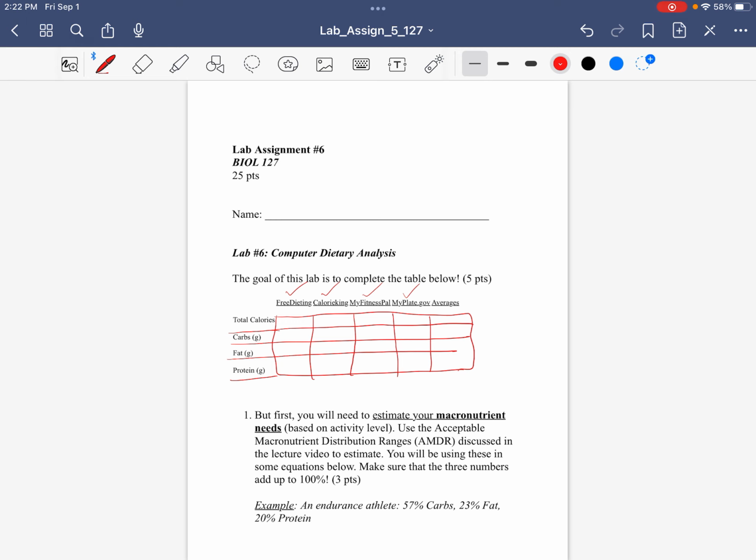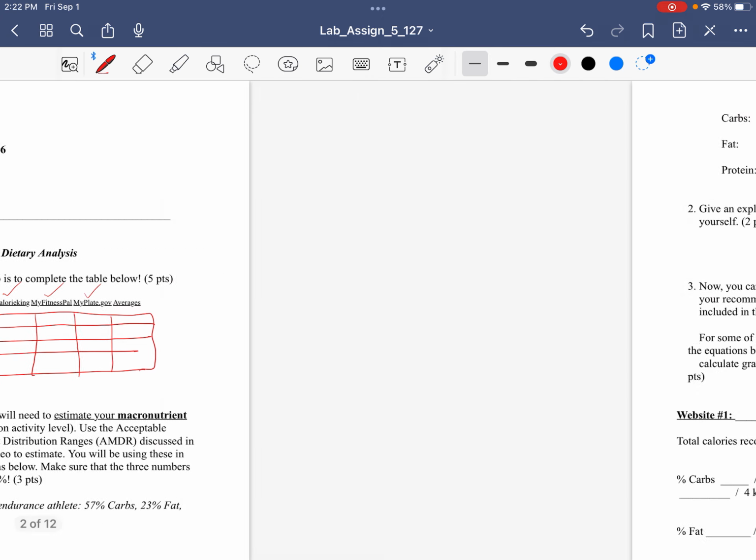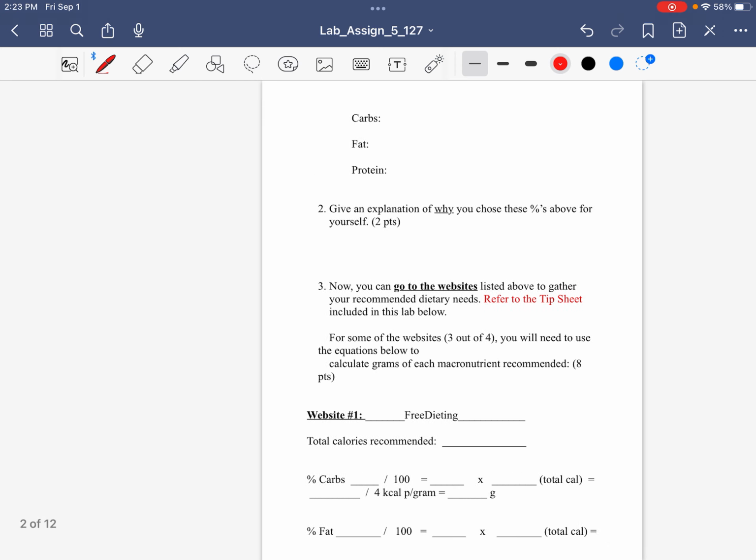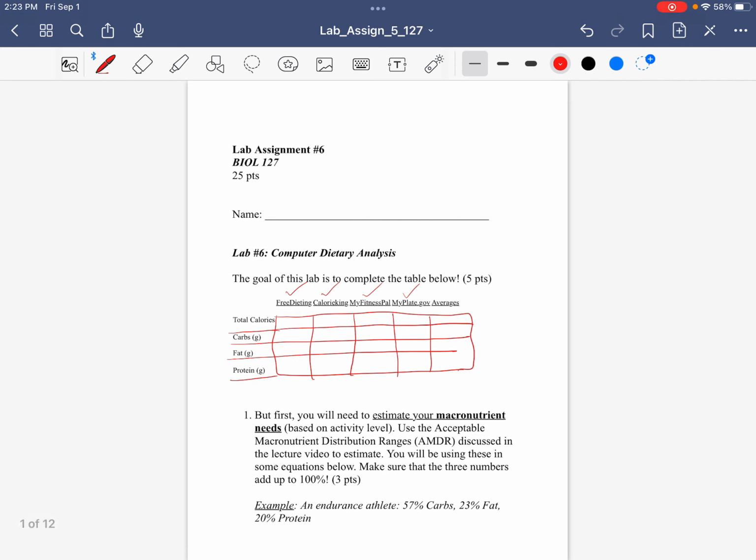All right, but before we do that, here's what you're going to have to do. See if I can get this thing to work. There we go. Now, before I go on, why is it beneficial to use 4 different websites? Well, each one is going to give you a little bit of a different recommendation. Some will be a little bit higher, some a little bit lower. So by going to 4 different websites, you're going to be able to get a pretty good idea, and we can also eliminate some outliers.